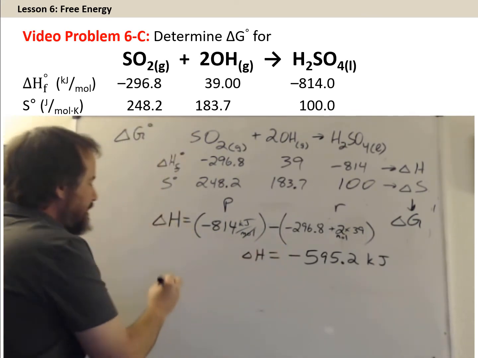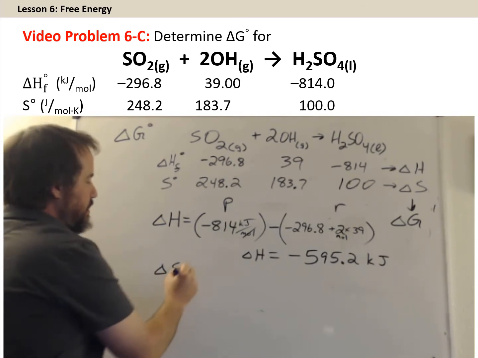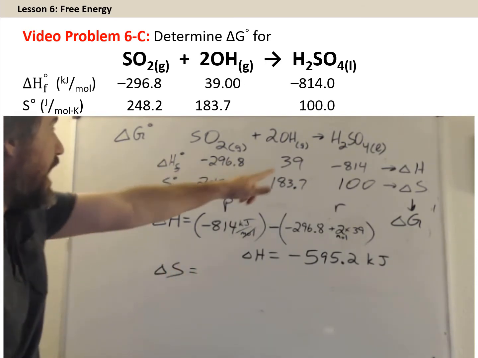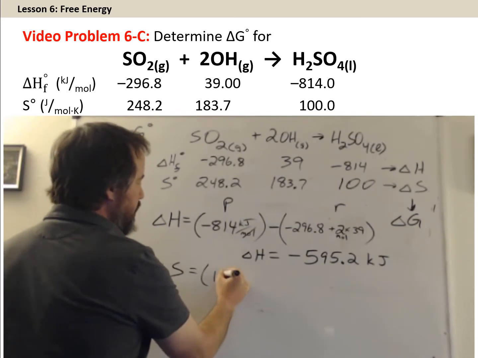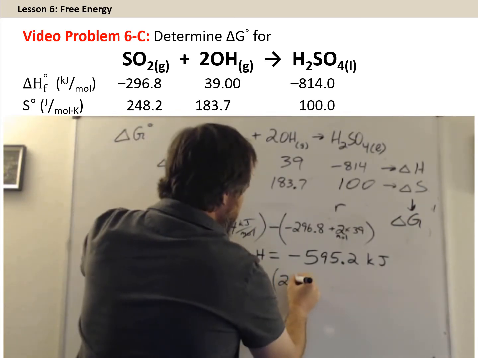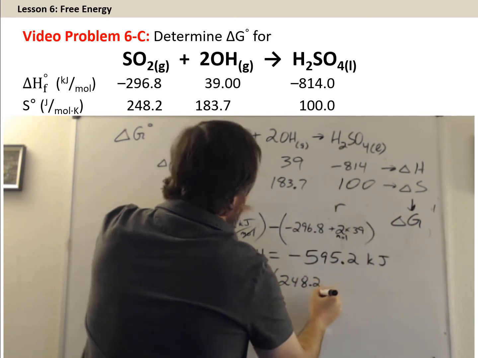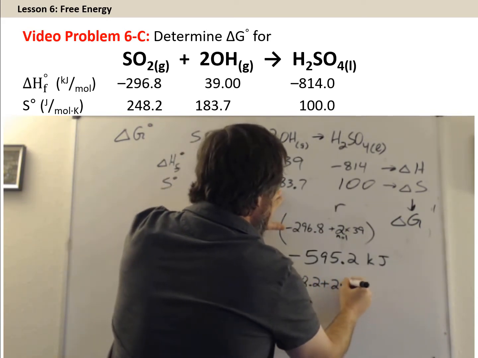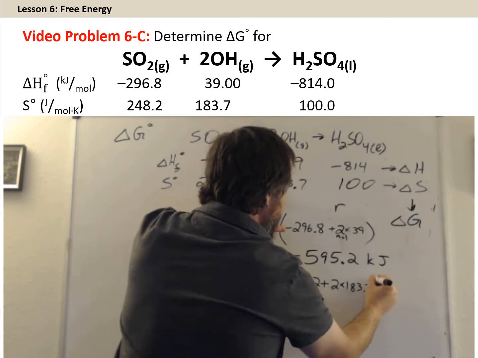Let's do the same exact thing for delta S. All right, so I can do that. Now this is 100 minus 248.2 plus 2 times 183.7. Okay?